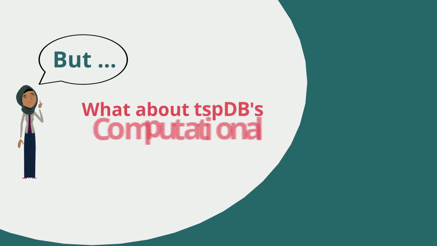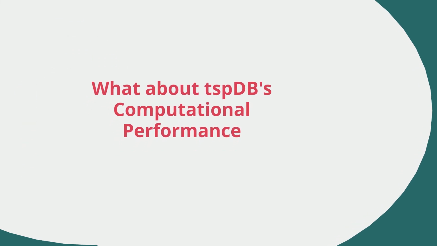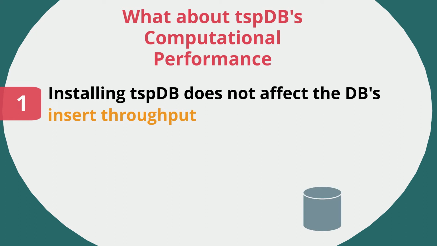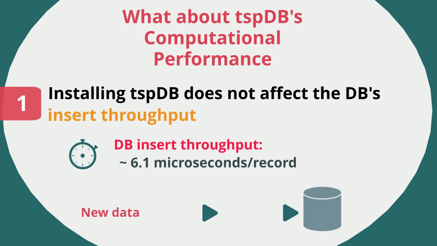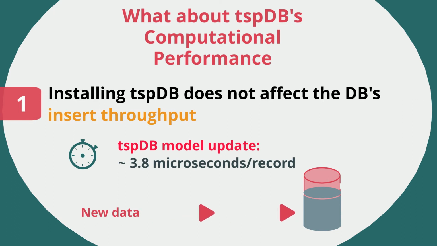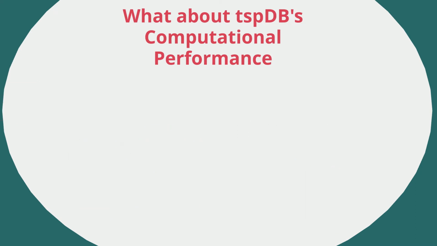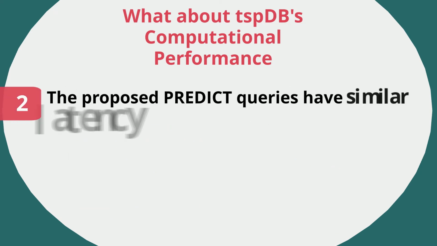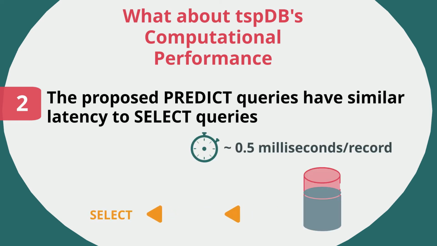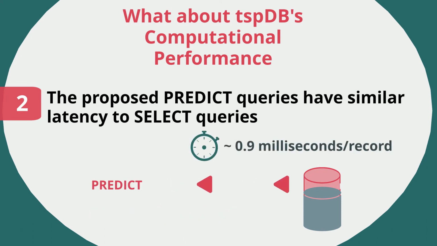But what about tspDB's computational performance? Adding tspDB does not affect the insert throughput of the original DB. For example, Postgres can insert data in 6.1 microseconds per record, while tspDB updates its model in only 3.8 microseconds per record. Also, the predict query has latency similar to that of select queries. A select point query takes about 0.5 milliseconds, while tspDB's predict query takes 0.9 milliseconds.